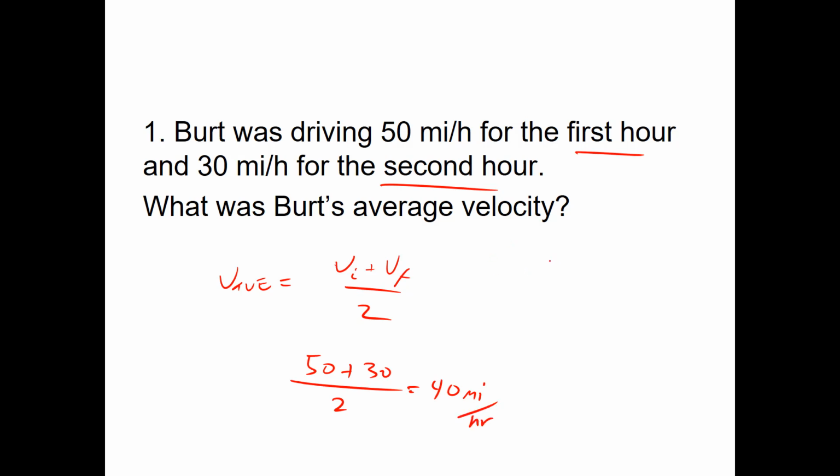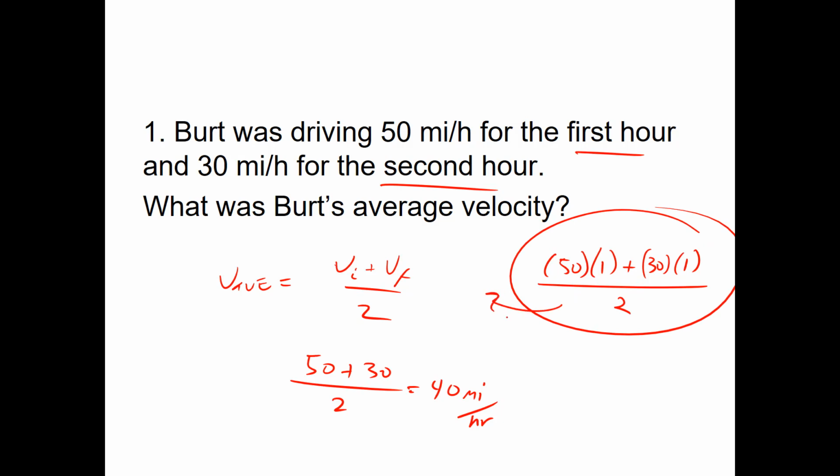Or even to be safer, okay, if I'm going 50 miles an hour for the first hour plus 30 miles an hour for the second hour over a total time of 2 hours, like you saw in the last example, this is always going to work. This ends up being that, and this ends up being 40 miles per hour. This is the safest way to go about it if you understand it.